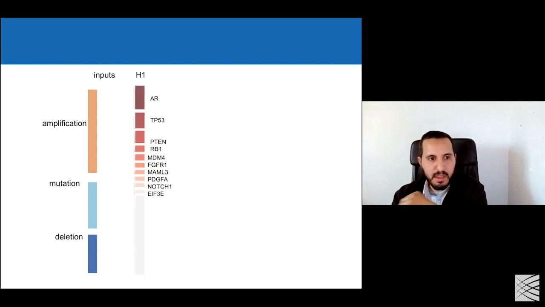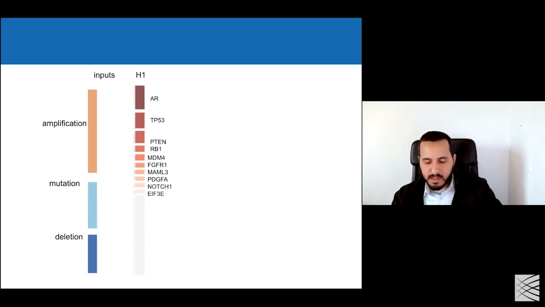When we did the same thing for the next layer, we found a lot of interesting genes that came up at the top of the ranking, things like AR, TP53, PTEN, and RB1. All of these are interesting genes that are found in the literature. And this was a very interesting point to us, that the model is capturing known biology.